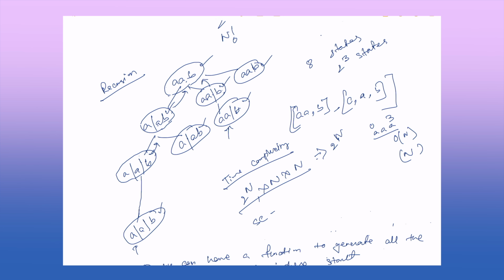And what will be the space complexity? We had the string of length 3. Now how many levels are we going? 1 2 3. So from 3 steps we are going, right? So in that case it will be O of n, which is the recursive call stack space.